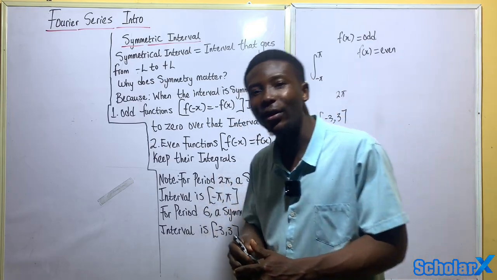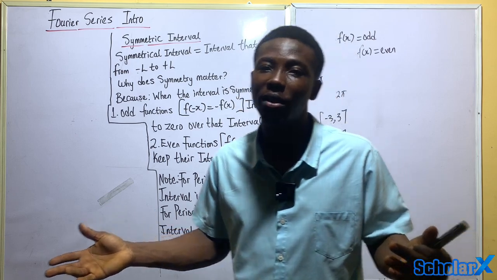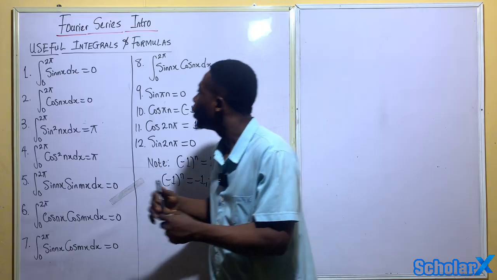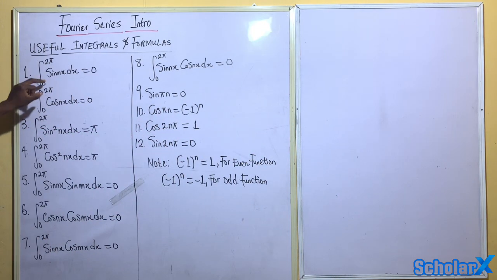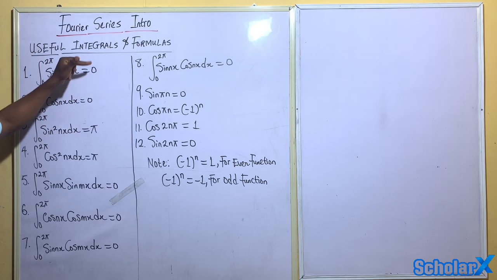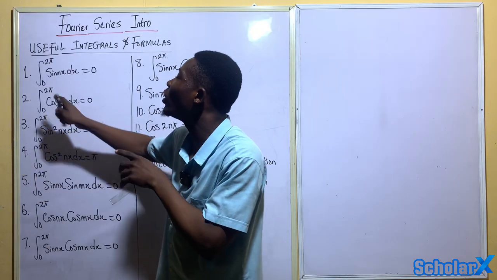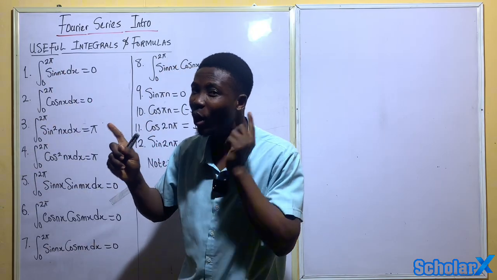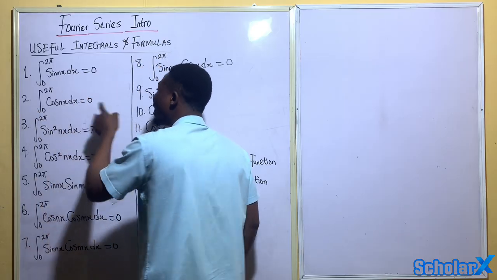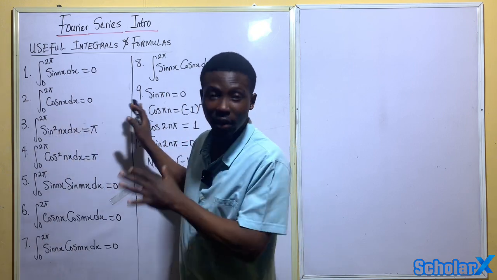Now, let's finally look at those other things that will help us in our journey in Fourier series. These are the useful integrals and formulas that we need. The first one says the integral from 0 to 2 pi of sine nx dx is equal to 0. So when you see this, you do not need to waste your time integrating; you just know that the answer is 0. Also, the integral from 0 to 2 pi of cos nx dx is equal to 0.